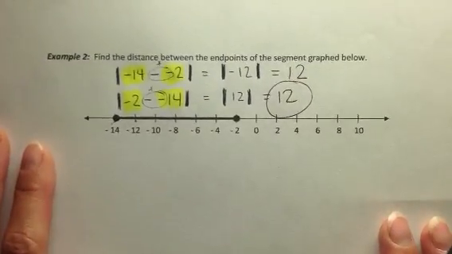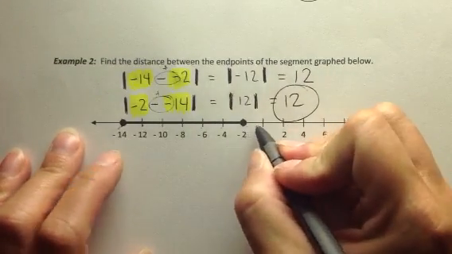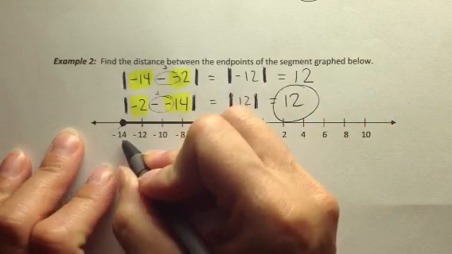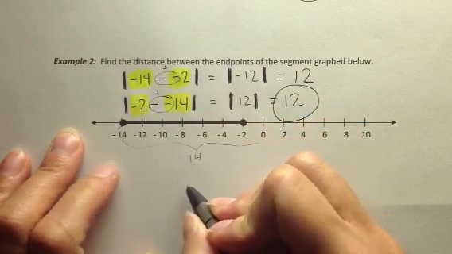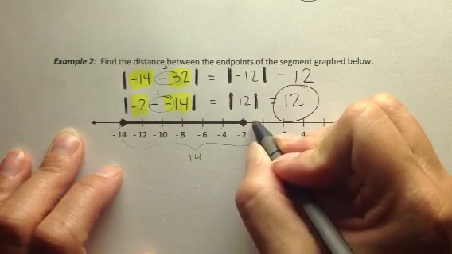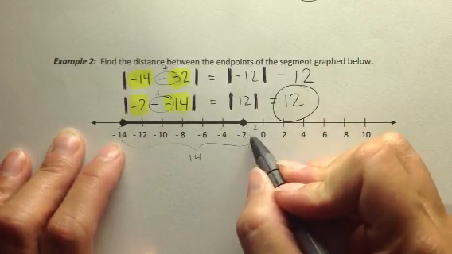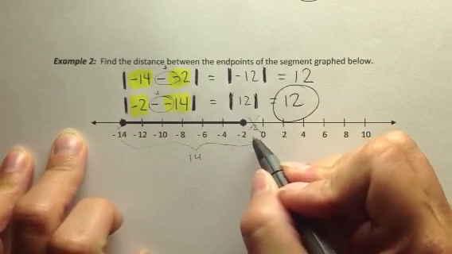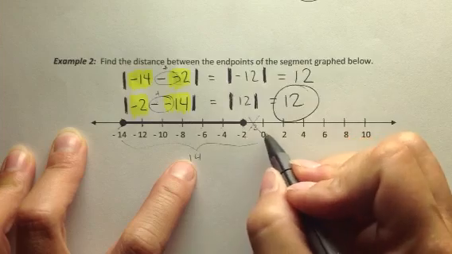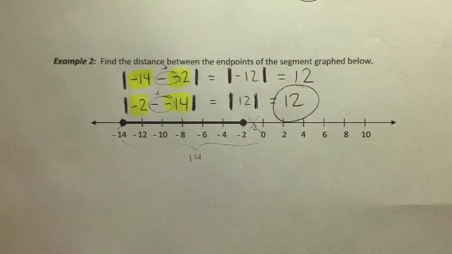So if you come down to this one, some students solve this by problem solving. They say, okay, well, negative 14, that's 14 away from 0. And then negative 2, that's 2 away from 0. But because these are on the same side of 0, instead of finding the total, I don't want this part. I'm actually subtracting. So 14 minus 2 is 12. So that's another way that I've seen students get creative to solve this.